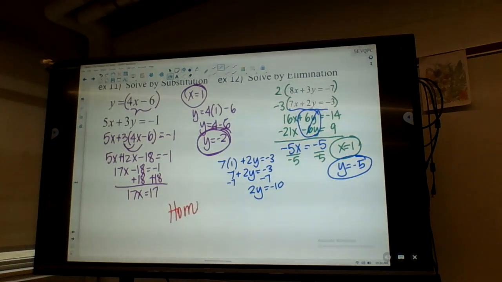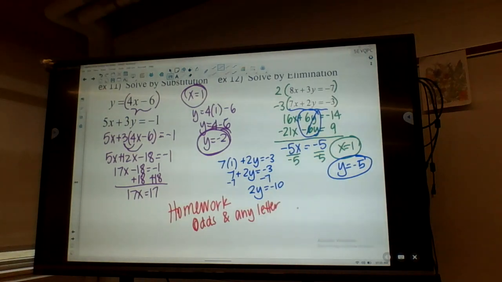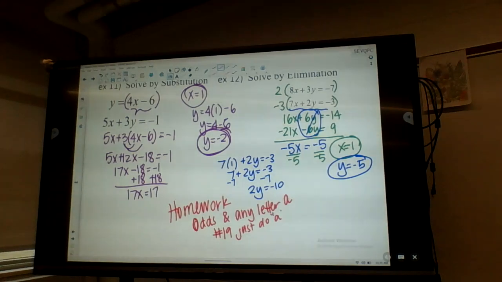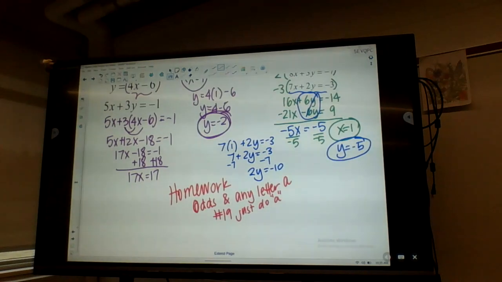So, what we're going to do for our homework is we are going to do the odds. But some of the questions have multiple parts, like they have an A, B, C, and so on. So let me explain what I mean by that. There's a question number 19. So on question 19, you're just going to do letter A. B and C we'll save for another time. So anytime you see where it has letters, do just letter A.